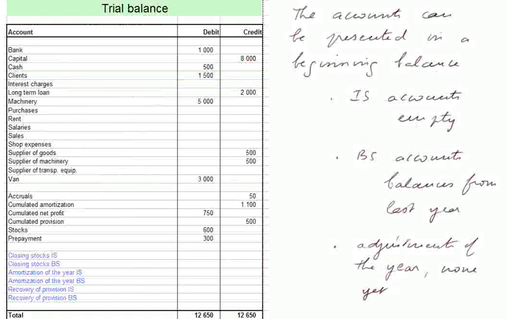So the accounts at the beginning of the cycle can be presented in some sort of a beginning balance, if we like. This is just the list of all the accounts. The income statement accounts, of course, are empty. Interest charges empty, purchases empty, rent empty, salaries, etc. But the balance sheet accounts have the balances from the year before, that is from the balance sheet we just saw. And the adjustments for the year are also empty. So let's begin to record the transactions that are in the journal. And you are strongly advised to do that for the entire journal.